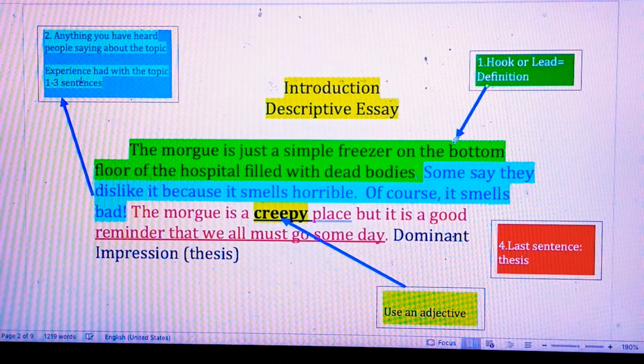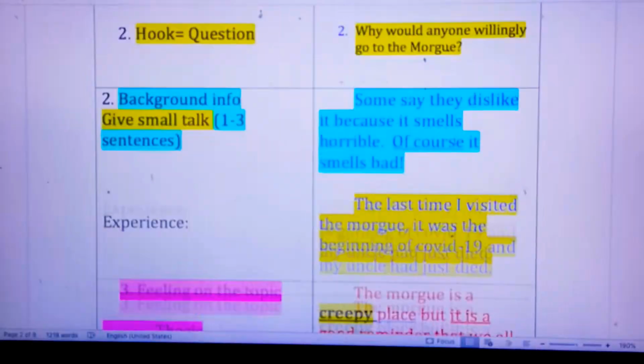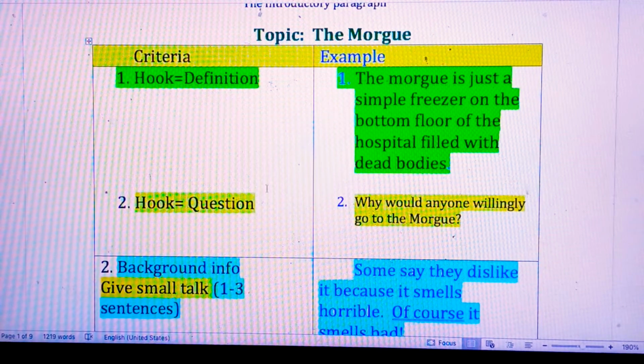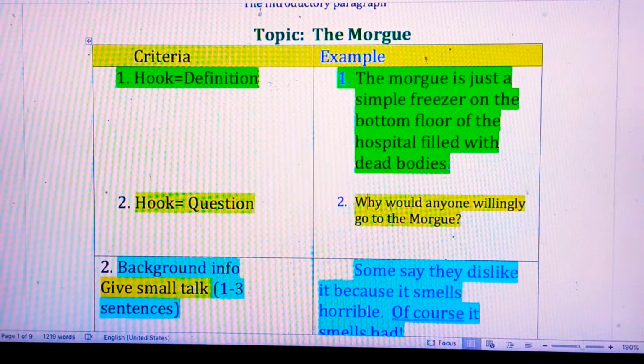You could use a question. In our table, here is a sample of how a student might use a question. The student writes, "Why would anyone willingly go to the morgue?" So either you can use a definition as a hook or a question.